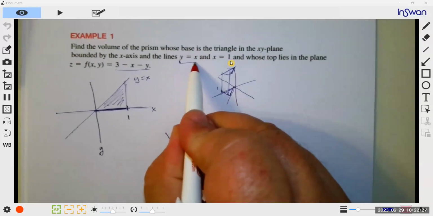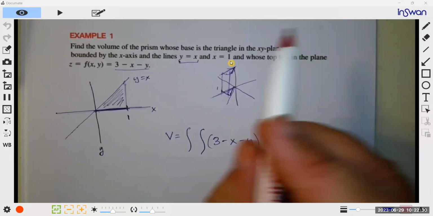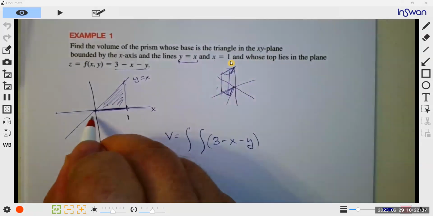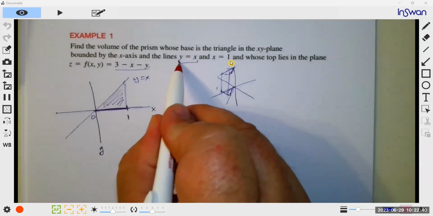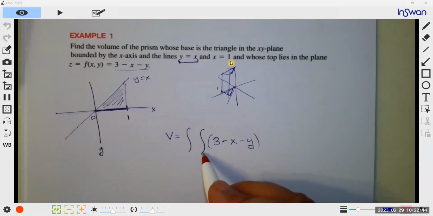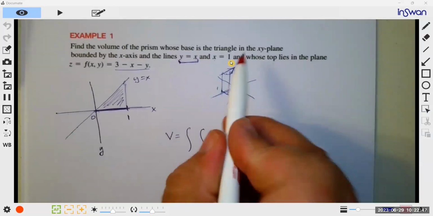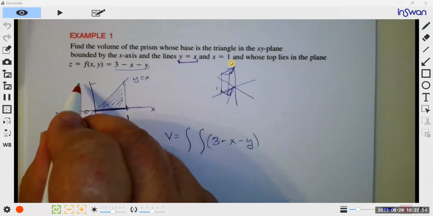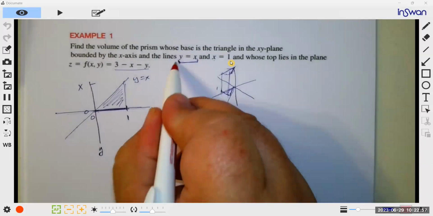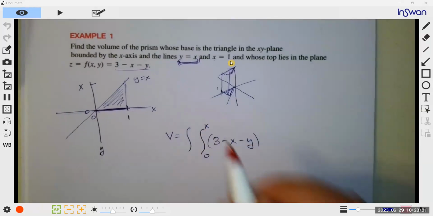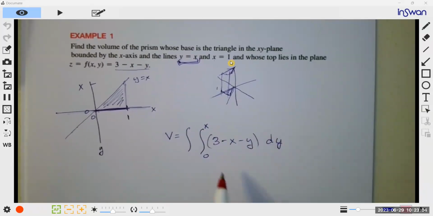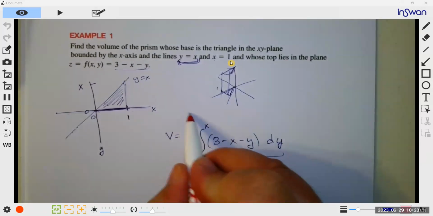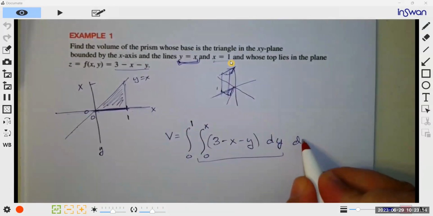So y is defined as the equation y equals x, and x goes from 0 to 1. So since y is a function, that's the innermost. And since y equals x, and x goes from 0 to 1, y has to go from 0 to whatever x value we have. So that's what y defines. So this one goes from 0 to x. So we're taking with respect to y first. That'll give us the area. And then x goes from 0 to 1. That's the dx value.